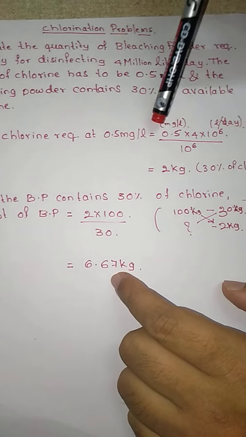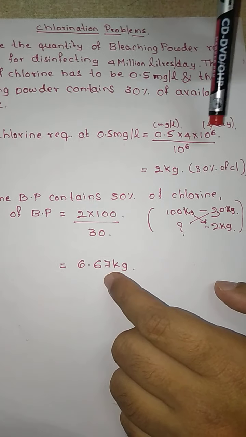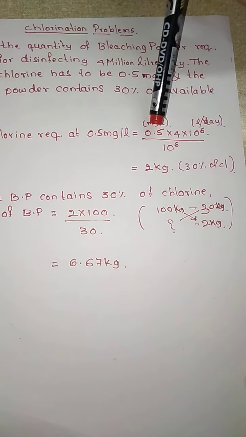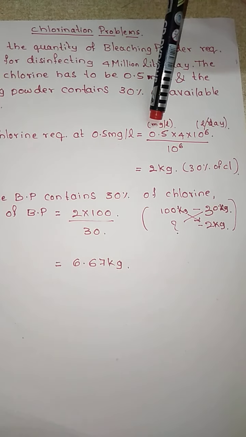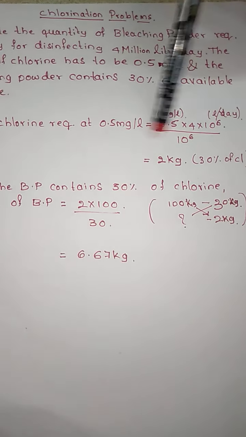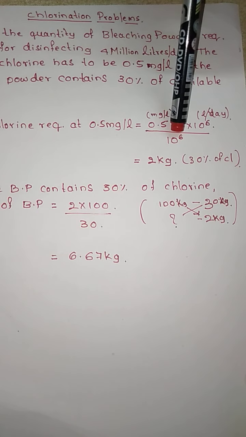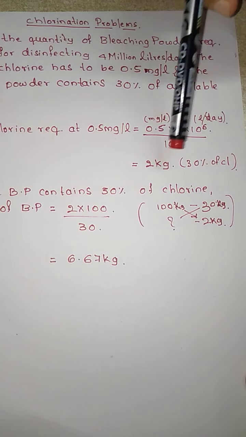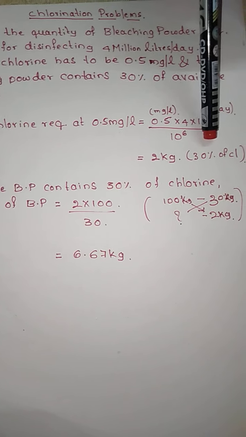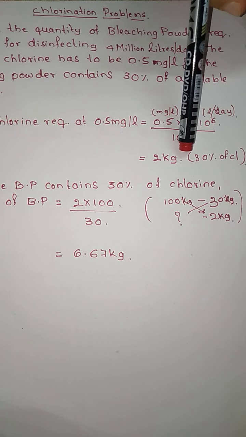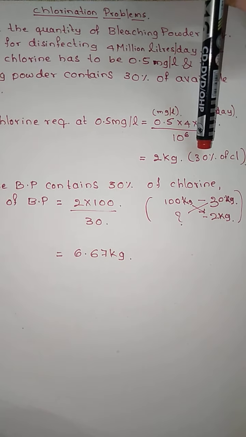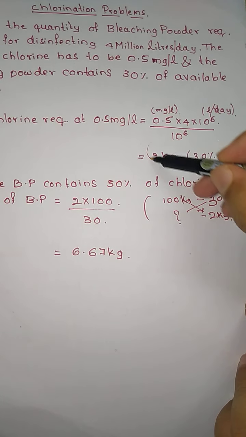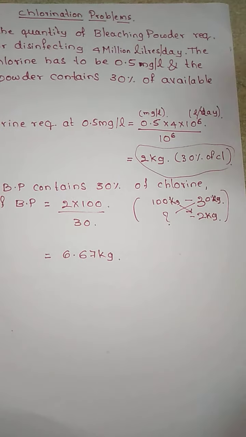Chlorine required at 0.5 mg per liter. What we have done for treating 4 million liters of water, what we have added at a dosage of 0.5 mg per liter. So mg, in order to convert it into kg, we have divided it by 10 to the power 6. So 10 here and here it is going to get cancelled, and we are going to remain with 2 kg. Now this 2 kg is nothing but the chlorine available, which is nothing but the 30% of the bleaching powder.